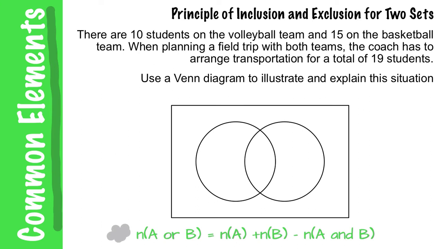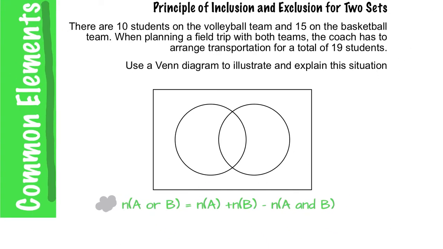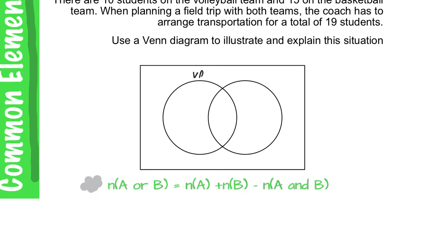So in the example here, we have 10 students on a volleyball team and 15 on a basketball team. So we have volleyball and basketball. We have 10 on the volleyball team and 15 on the basketball team. When planning a field trip for both teams, the coach has to arrange transportation for a total of 19 students. So our universal set is not 25, our universal set is 19. Universal set is denoted by S.